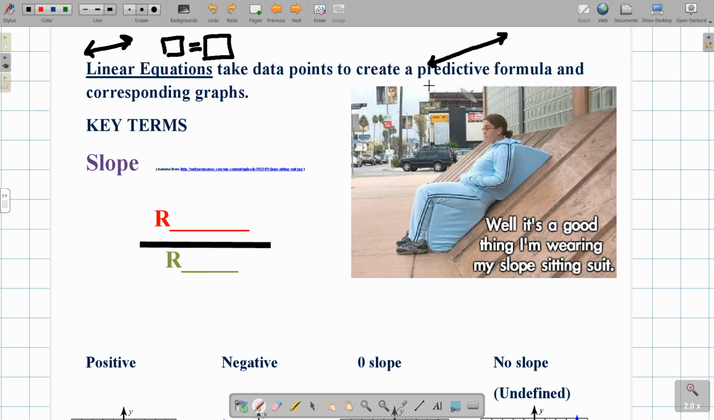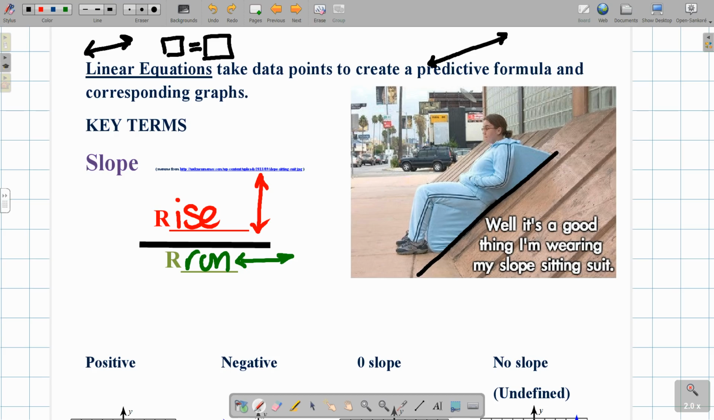But before we talk about lines, we first have to talk about slope. And slope is rise over run. So rise is the up and down motion of a line. Run is the horizontal motion. So for this lady over here in this very interesting sweat outfit, if you were to draw this line right there, the rise would be that motion that is straight up and down of the line. Physically trace that, and the run would be the horizontal.